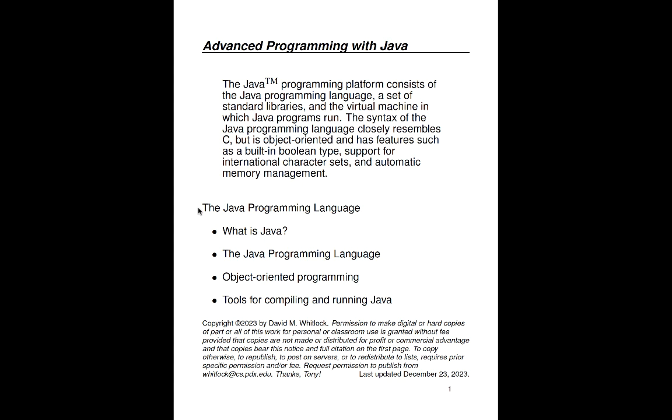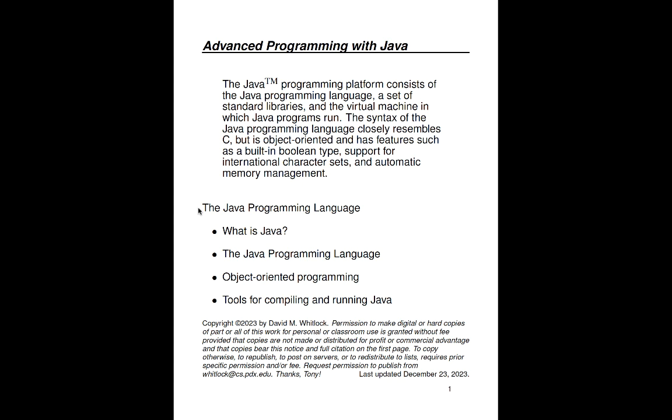So the Java programming platform itself consists of, first of all, the Java programming language, but there's also a set of libraries. These are Java classes that you can use in your own code. We'll be seeing a lot of that in this course, as well as the Java virtual machine that Java programs run in. We'll be looking at the syntax of the language in these sets of slides, and it should be pretty familiar to someone who has used C before, or maybe Python.